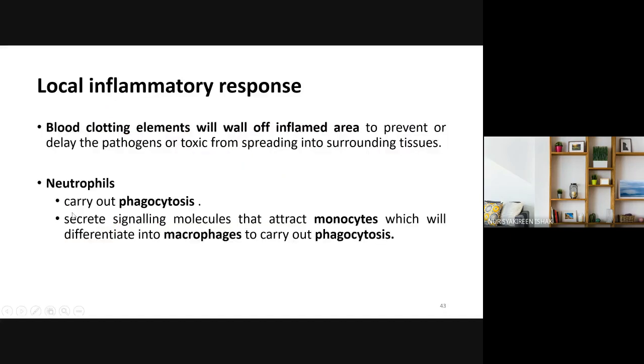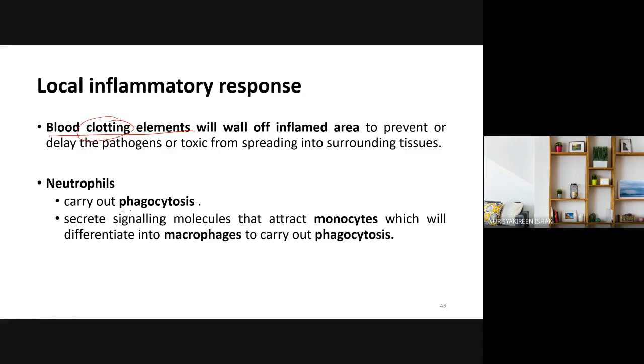Okay, so still on local inflammatory response. So blood clotting elements. So the function of blood clotting elements yang keluar daripada the blood capillaries tu due to increased permeability of the blood capillaries. The blood clotting elements will wall off inflamed area to prevent or delay the pathogen or toxin from spreading into surrounding tissues. So clotting elements yang keluar kat infected area tu fungsi dia adalah untuk block the spread of pathogen from spreading into other areas.